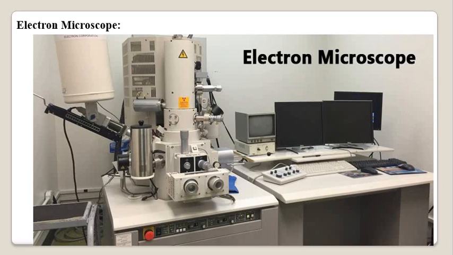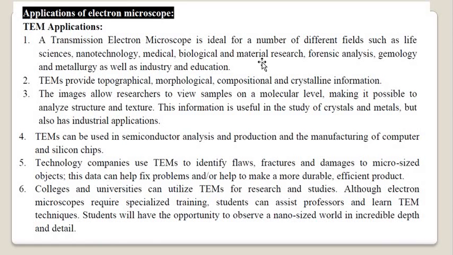Now after this, let's see the functions or applications of the electron microscope. There are different types of electron microscopes. TEM, the transmission electron microscope, is one type, and is ideal for a number of different fields such as life sciences, nanotechnology, medical, biological, material science, forensic analysis, gemology, and metallurgy, as well as industry and education. For all these purposes, the transmission electron microscope is an ideal instrument for the study.